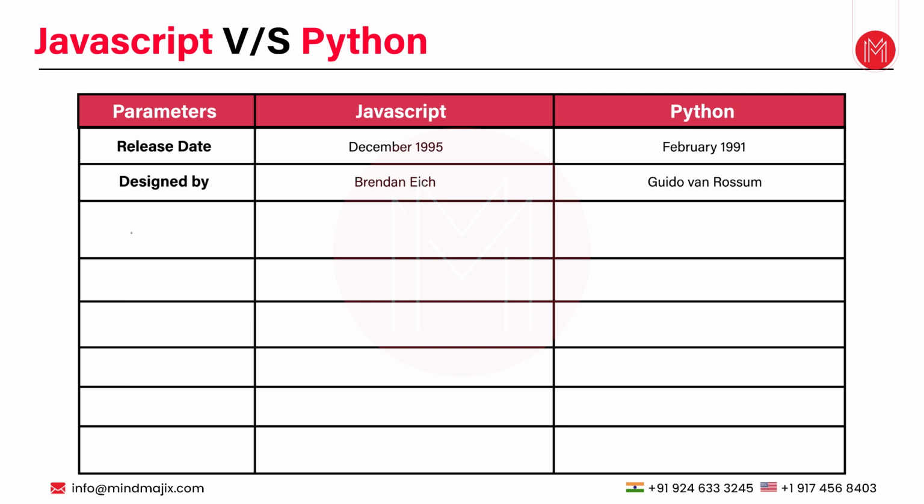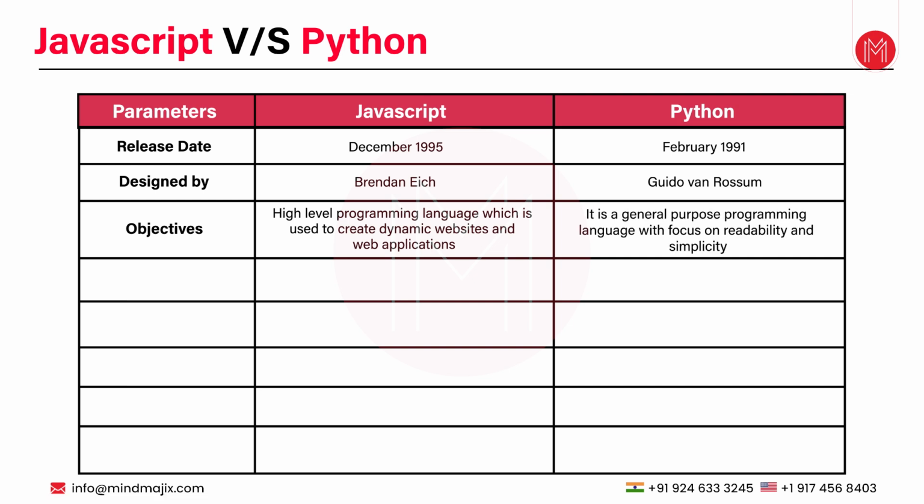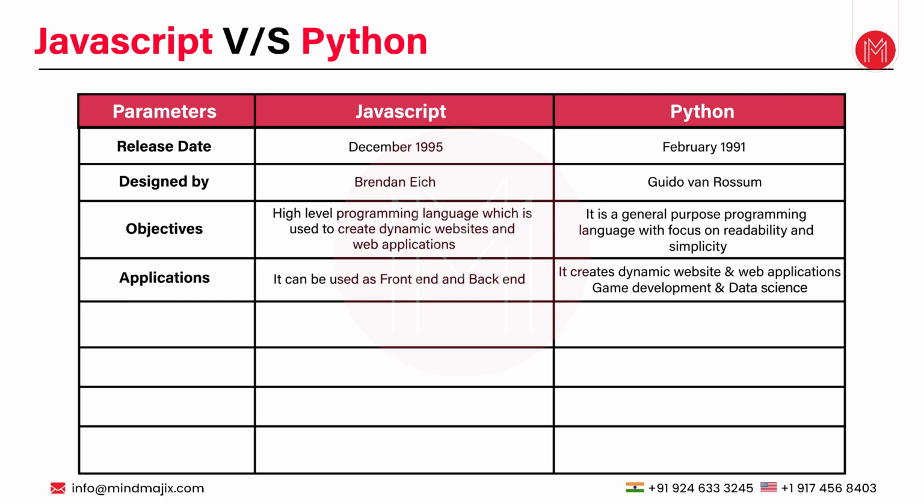And now the third point is the objectives. JavaScript is a high-level programming language which is used to create dynamic websites and web applications, whereas Python is a general-purpose programming language with a focus on readability and simplicity. Now if you talk about the applications of JavaScript, we have already discussed them: it can be used in the front end as well as the back end. You can create dynamic websites as well as web applications using JavaScript.